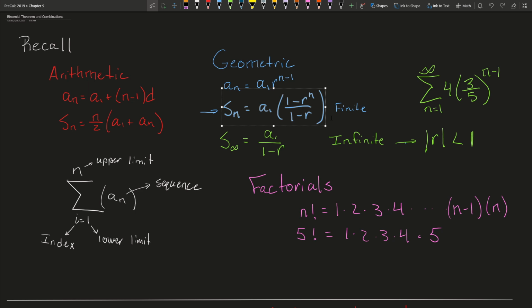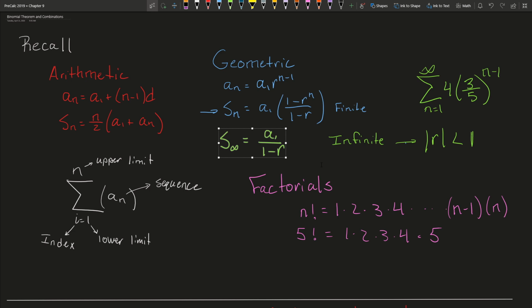The other scenario is infinite. If your common ratio is less than 1, you can find the sum of an infinite geometric sequence by plugging it into this equation. And again, you need the same two pieces of information: the first term and the common ratio. When you have that, you plug it into that equation and you get an answer.